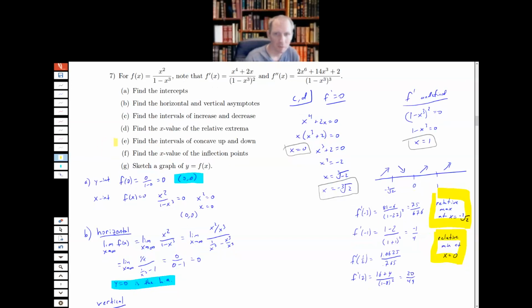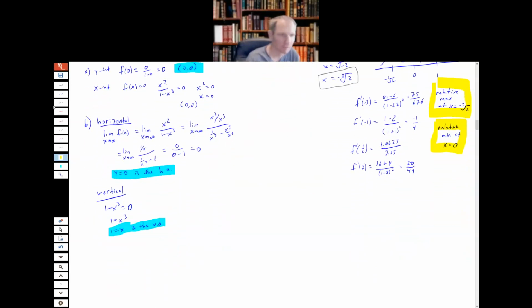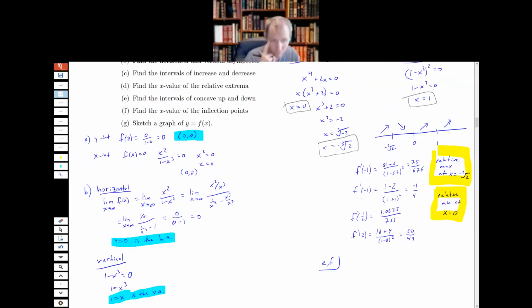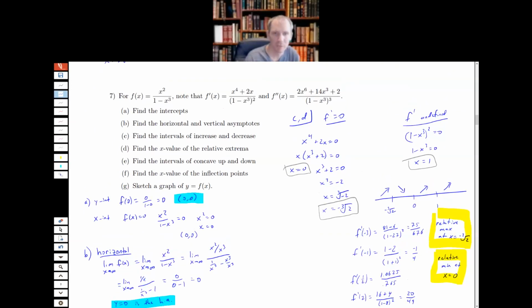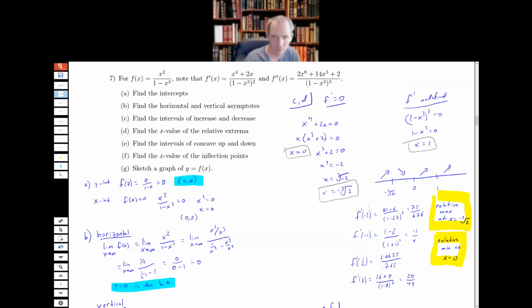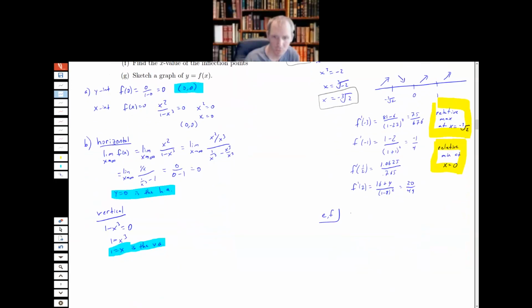Let's move on to parts E and F. Just like C and D went together with the first derivative test, parts E and F, we're going to do the test for concavity using the second derivative. First thing to do is figure out where the second derivative is 0. So I set the numerator equal to 0, and where it's undefined, I'll set the denominator equal to 0. So 2x to the 6th plus 14x cubed plus 2.